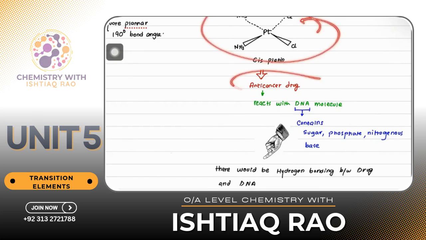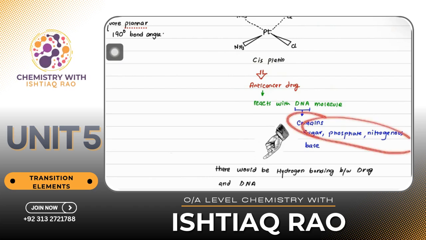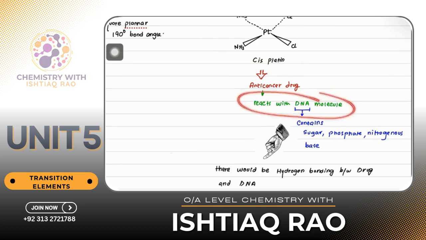It's an anti-cancer drug. It reacts with the DNA molecule. And since it contains different groups, in this reaction it would be behaving as an anti-cancer drug. So this is more specific. You must know only the cisplatin, not other than this. Of course, this is easy because the syllabus is specific.